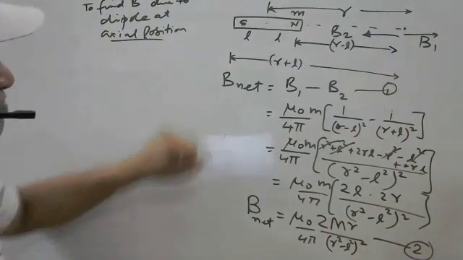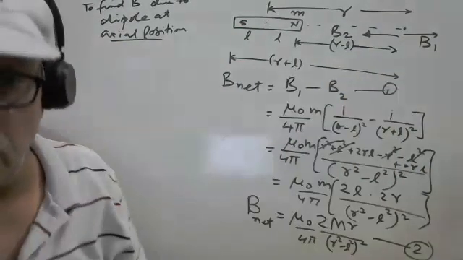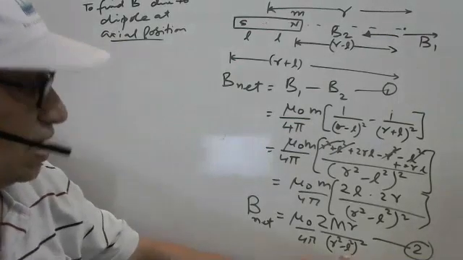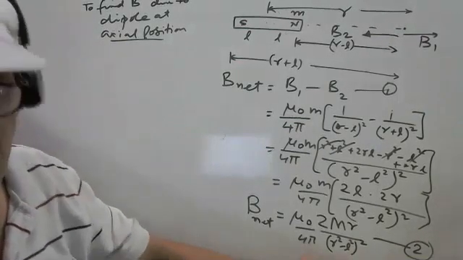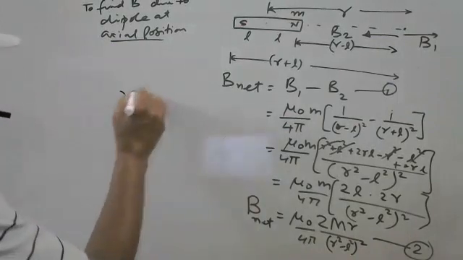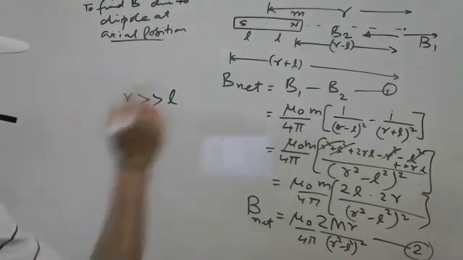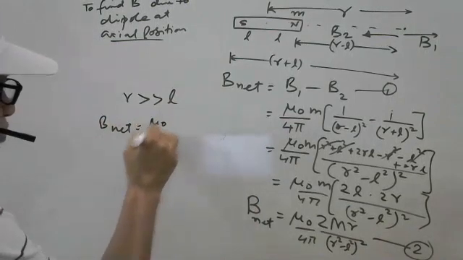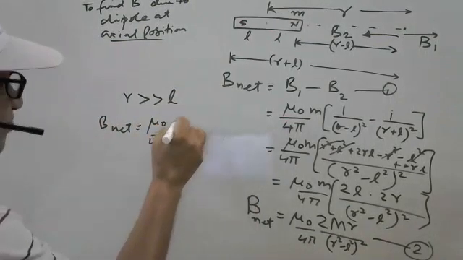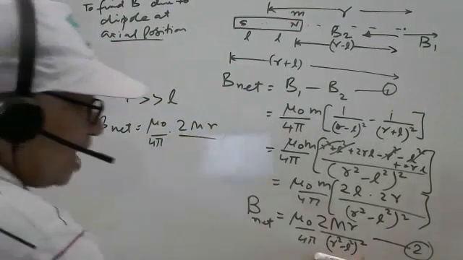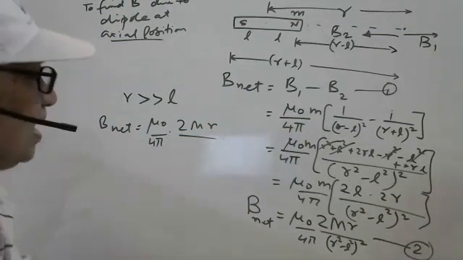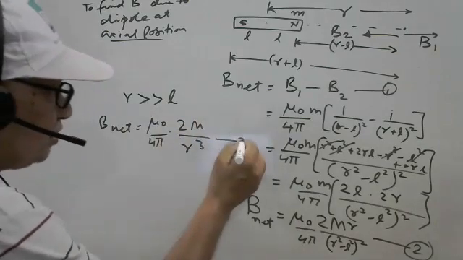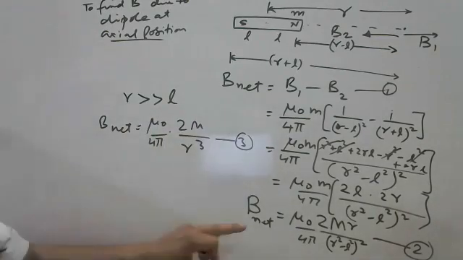Suppose here if r is very large than L, then what will happen? We can neglect L square. Then in this case, V naught can be written as mu naught upon 4 pi 2m r upon r to the power 4, and the one r is cancelled out, so we are getting only this. So equation 3. So equation 2.